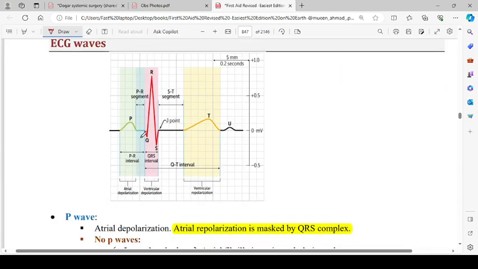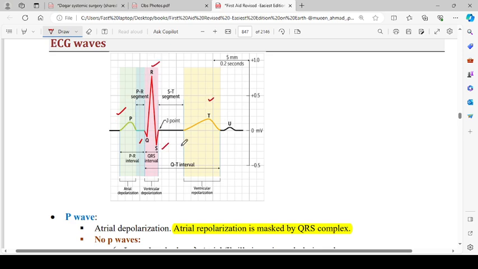This is the ECG. In the ECG tracing, there are some things that you must know right now, and then we'll discuss them in detail when we do the step 2 sessions, inshallah. The very first thing is that it has five important components, and this is an additional one. So P, Q, R, S, and then T.